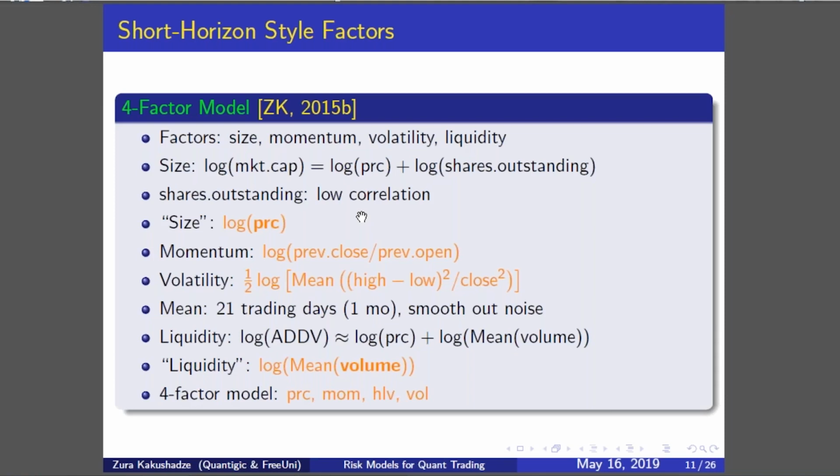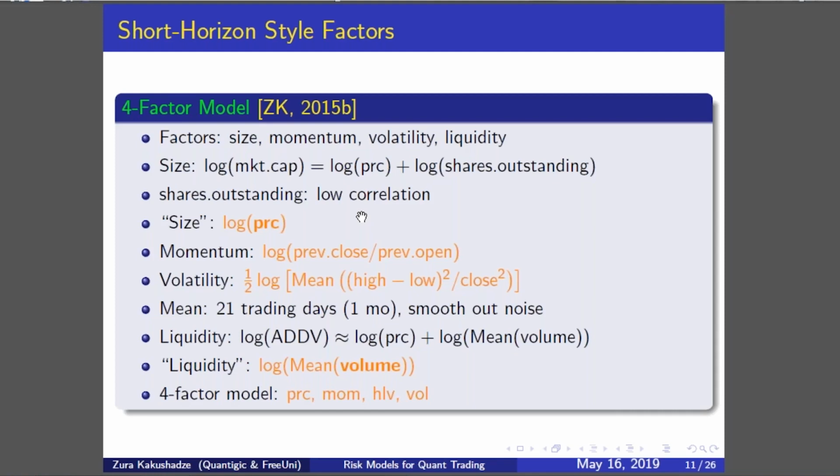Then you can define momentum. There are many ways of defining momentum. One way I have written down, which is previous close divided by previous open, and log of that. So that would be your momentum factor. The next thing you can define is volatility. Again, you can define volatility in a variety of ways. For example, you can look at some short look back historical volatility of close-to-close returns, or you could define something along the lines of what I've written here, which I call the intraday volatility, which is defined using the high-low difference versus the close. And you have to average over some number of days because it's pretty noisy. So in order to eliminate the relevant noise, you have to average over some number of days. And so that mean is defined, for example, over the past 21 trading days, which is 1 month.